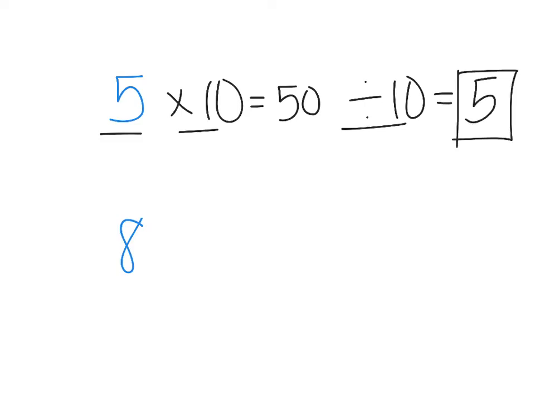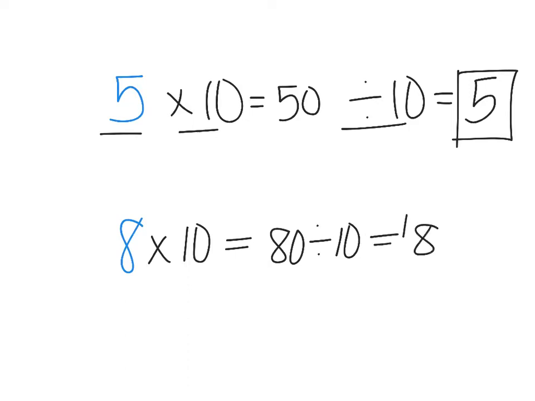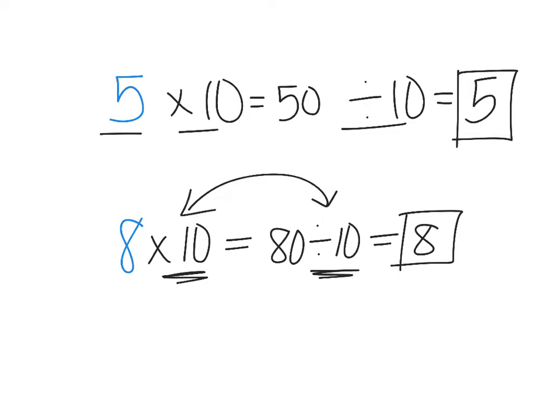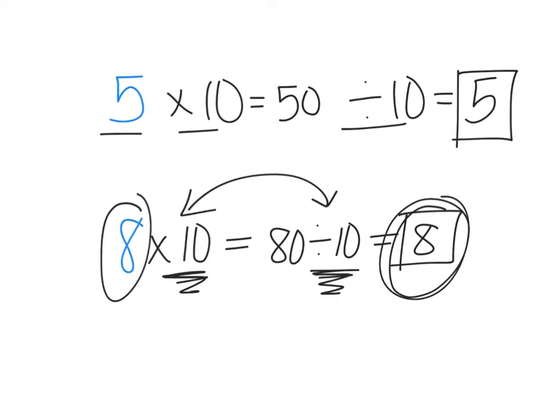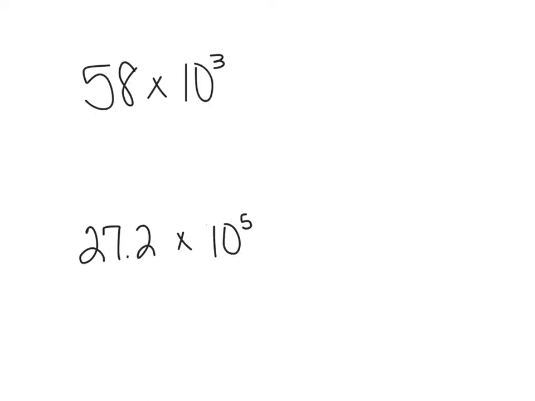Let's try it with the 8. 8 times 10 is 80, and then I divide by 10. 80 divided by 10 is 8. So it gets me back to the very same thing. Today we are going to be multiplying and dividing by 10, which will help us realize that we're not actually changing the number. If you times by 10 and divide by 10, the number is still going to stay the same. We're going to use that today.